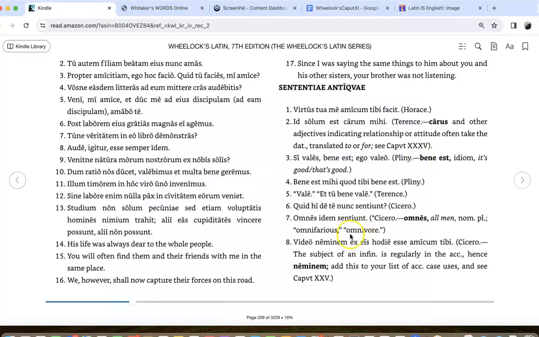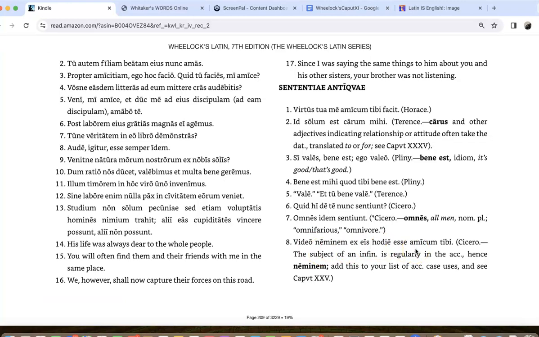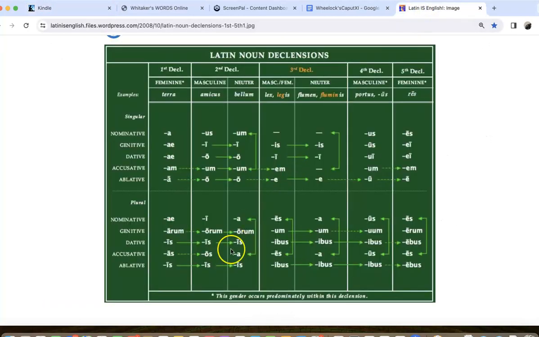Okay. Moving on to number 8. Video neminem ex eis hodie esse amicum tibi. So I see no one from those today to be a friend to you. Again, I'm doing a literal translation. I see no one from these today to be a friend to you. Now we have to think about how to translate. But before we do that, notice that this neminem, Nemo, is the direct object because it's third declension accusative singular, namely ending in em.